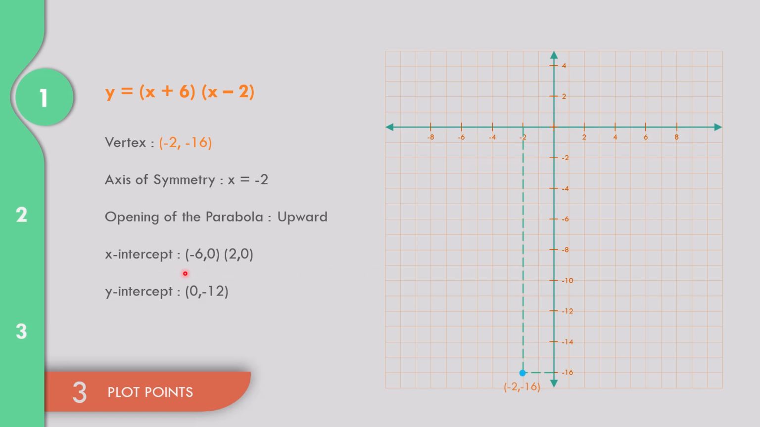Next, the x-intercepts, that is negative 6, 0 and 2, 0. So this is negative 6, comma 0, plot the points, and then positive 2, comma 0. And then afterwards, 0, negative 12. So let us plot the points. The opening of the parabola opens upward. So let us now draw the graph.